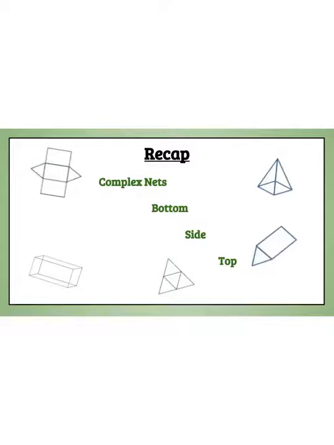Let's recap. Complex nets are nets that have many faces, edges, and vertices. Bottom, side, and top refer to the different panels that make our 3D solid shapes. Remember, you can either write, number, or colour in the different panels to show where they would be on the 3D solid shape.